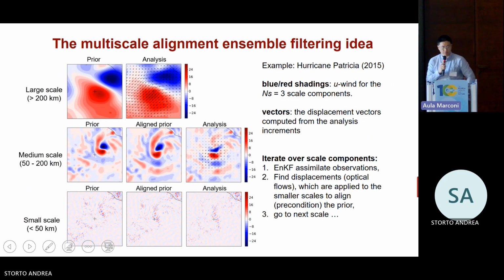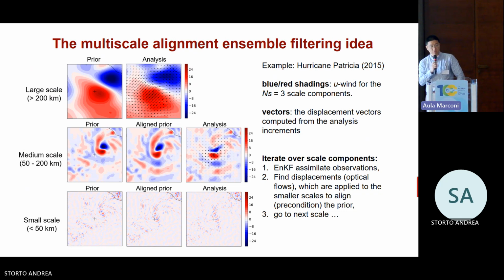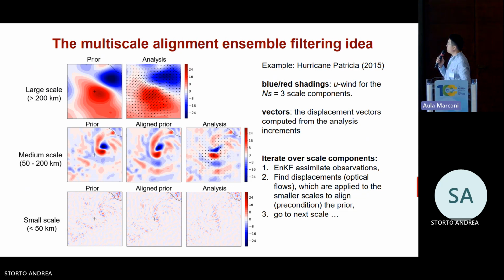Okay, so this is a graphical depiction of the idea. We do Hurricane Patricia, which is a vortex system. The three rows here show three different scale components. The first row is really large scale. So I'm showing the zonal velocity map here. You can see the vortex is quite big. So from the prior to the analysis, I derived this incremental update with my EnKF and solve for the vector field, which explains how much of the vortex I need to push toward the center of the domain so that it matches the analysis.